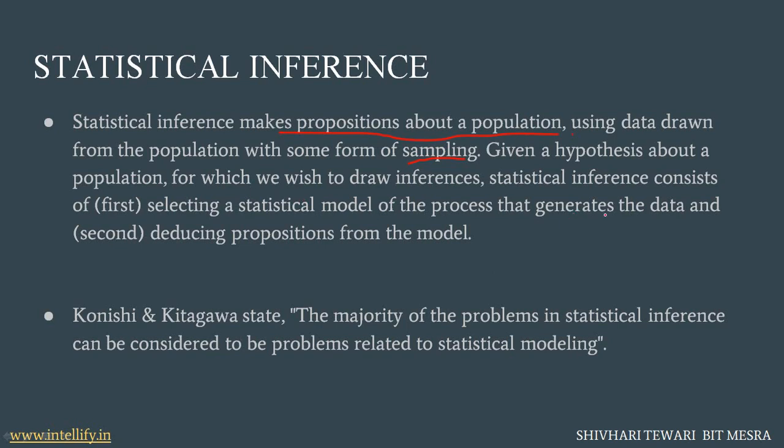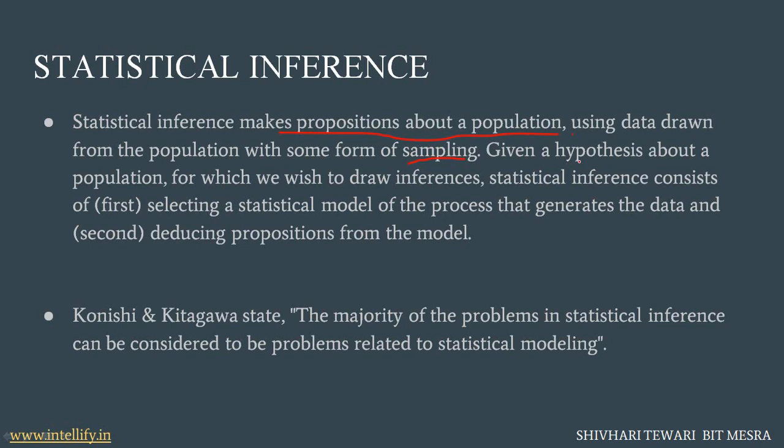Statistical inference consists of first selecting a statistical model of the process that generates the data, and second deducing propositions from the model. Basically, statistical inference is about making a proposition. That means it proposes a theory about a population. So here we can say it is about predicting something, or giving a hypothesis about some population and the data drawn from the population.